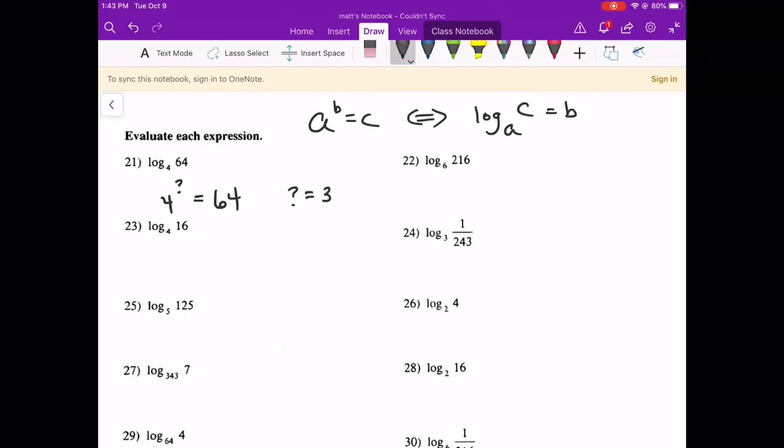So if I do another one of these, something like number 22, that's going to be 6 to some power equals 216. So I'm going to leave that for you to try, but I'm looking for what do I raise 6 to. So 6 to what power is going to be 216. So I'll let you try that one on your own.